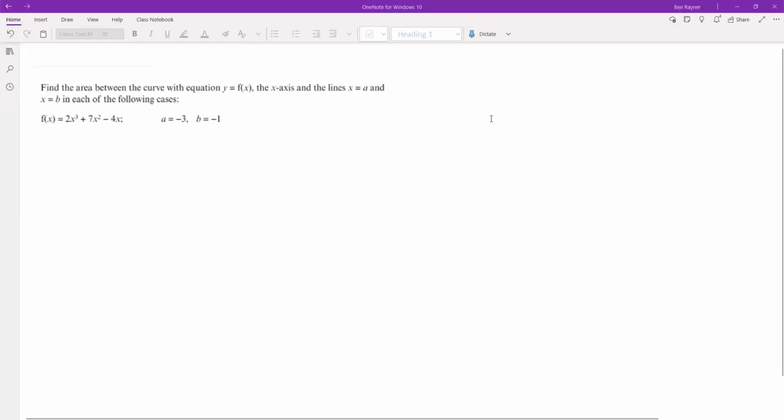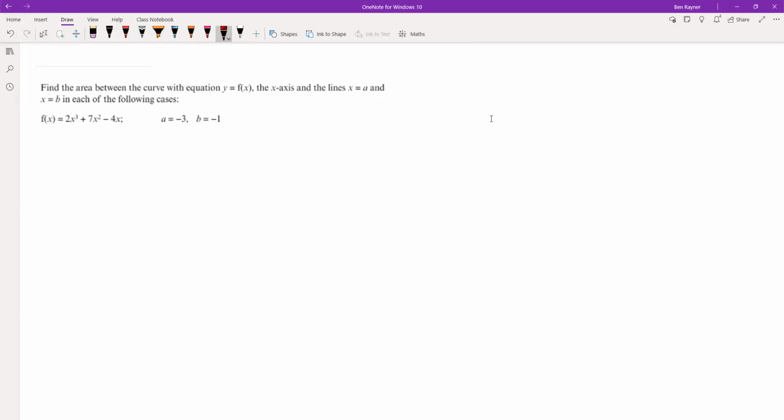Okay, so this is just a bit of a walkthrough of question 1b from the first exercise, so 13D, I think. But it's just the area under a curve. So the first thing we want to do with a question like this is start by trying to sketch it. So it's asking for the area between the curve, the x-axis, and the lines A and B. So we're being given all of that.